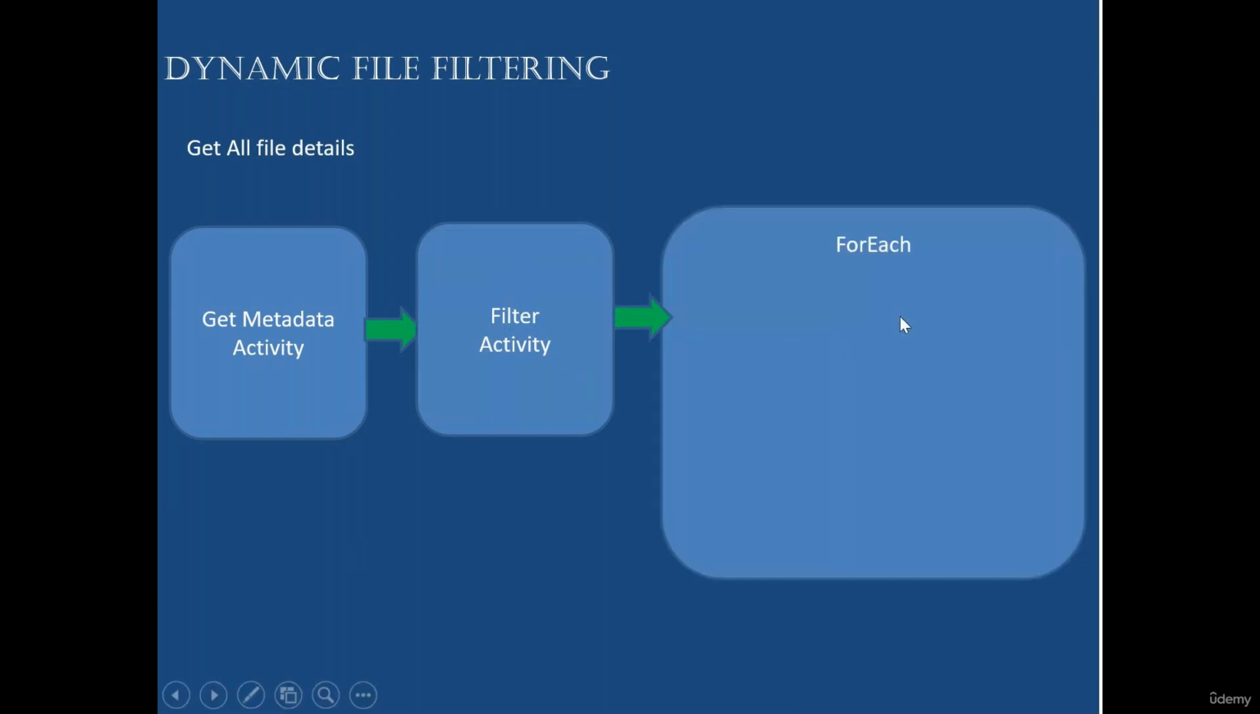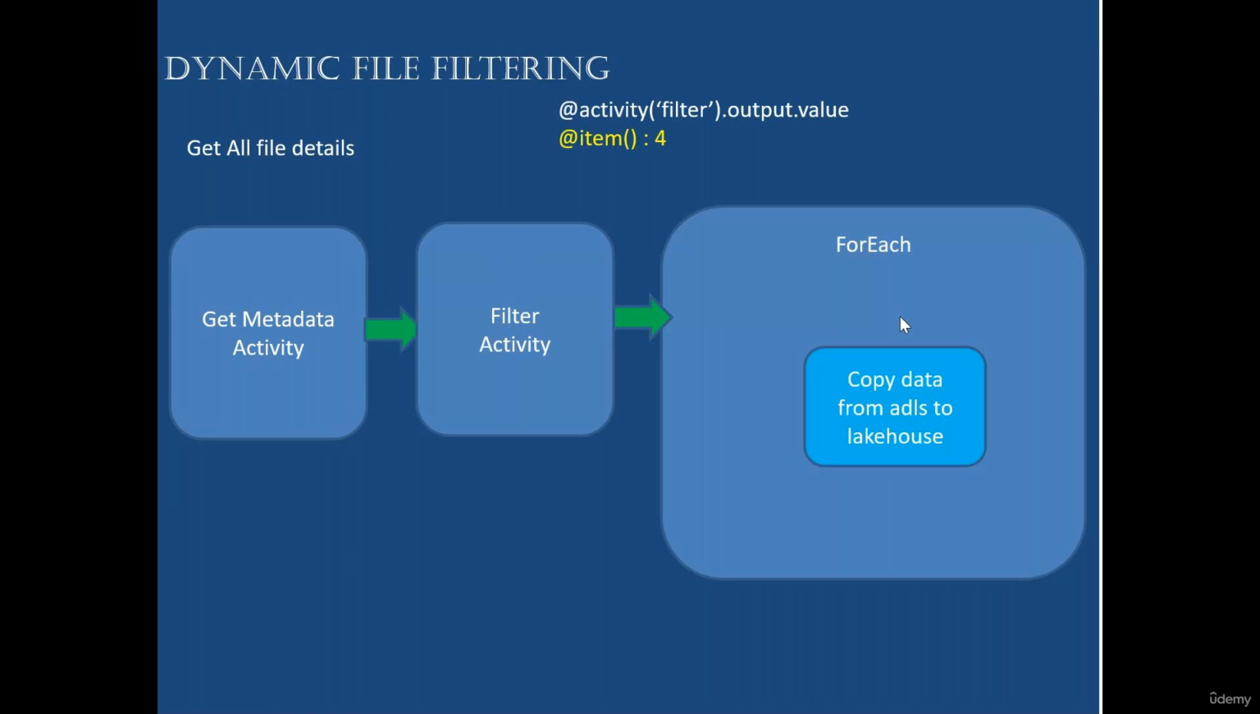You can pass it to the for each activity by using the filter activity's output value. Then inside for each you can use a copy activity to copy data from ADLS to Lakehouse, which copies all files except Australia. All other files will be given to the for each. For each will give those files to the copy activity. Copy activity will copy all these files from ADLS to Lakehouse. Okay, this is how we will be developing the data pipeline.